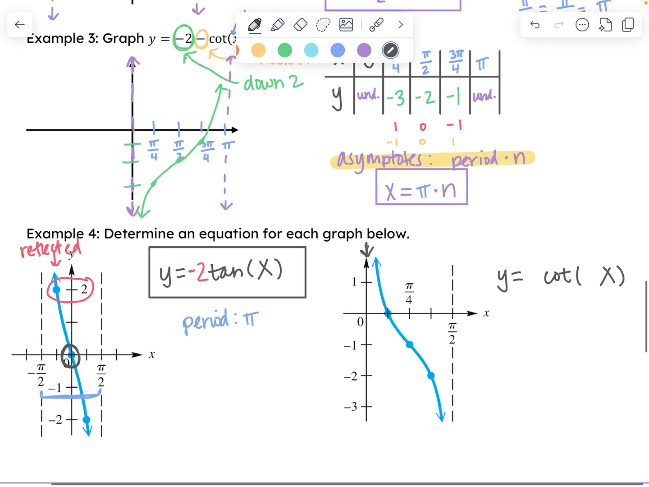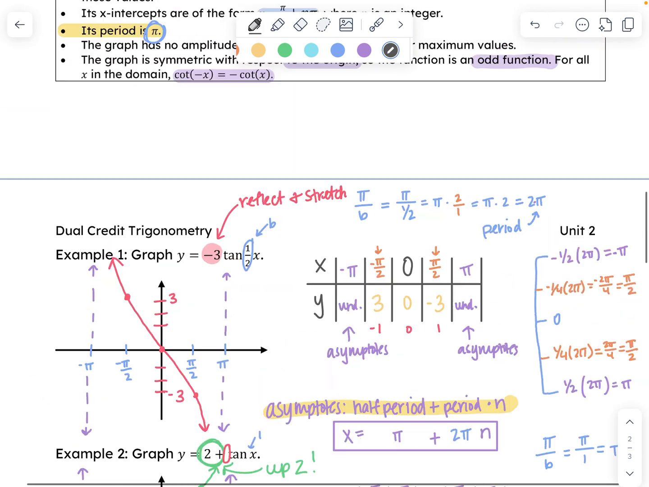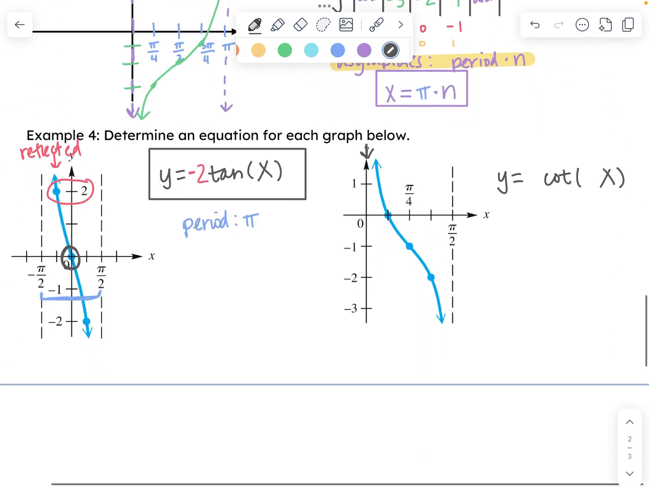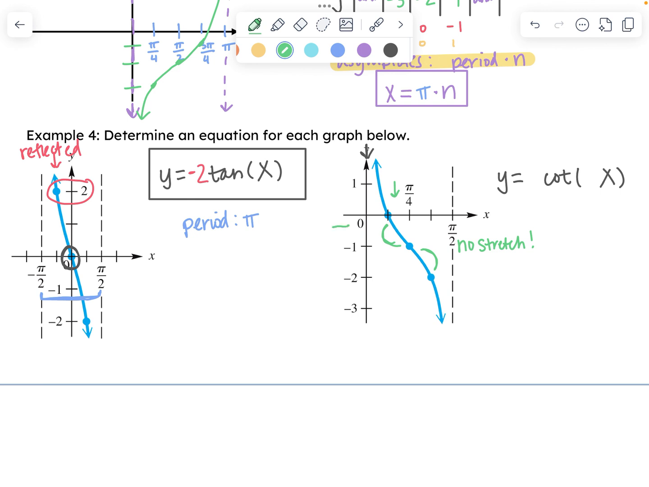Coming over here to look at my cotangent one, if I look, my cotangent does normally start in the top and go down, so it's not reflected. That's good. But you will notice that it's been shifted down. So this is still up 1 and down 1, so there's no stretch or shrink. But instead of being centered at the axis, everything's been shifted down 1 unit. So what I'm going to do is I'm going to say that up here, I have a negative 1 plus my cotangent.